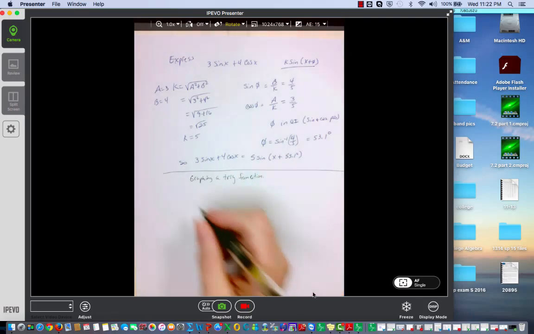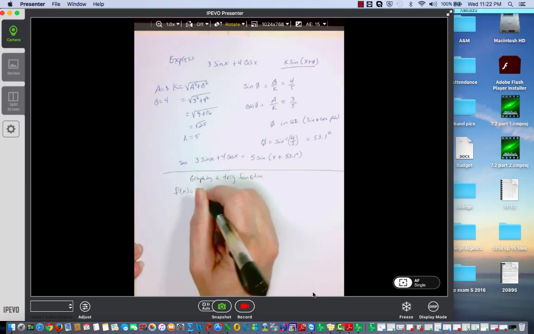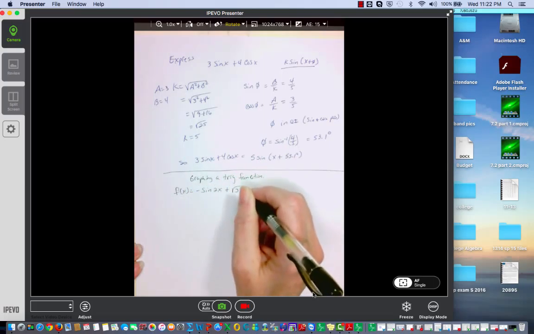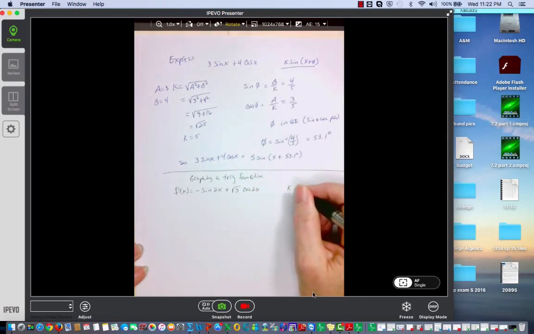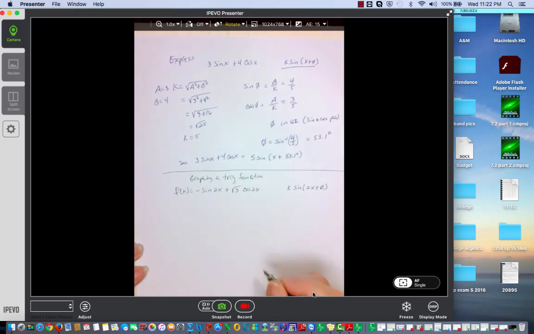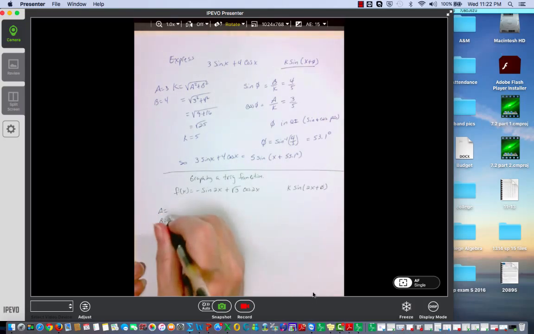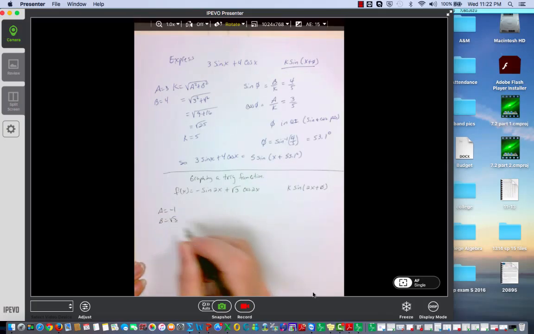So we've got f of x is equal to the negative of sine 2x plus the square root of 3 of cosine of 2x, where we have k of sine of 2x plus phi. So here's our solution. First of all, we need to know what a is and what b is. Well, a is -1 and b is the square root of 3.